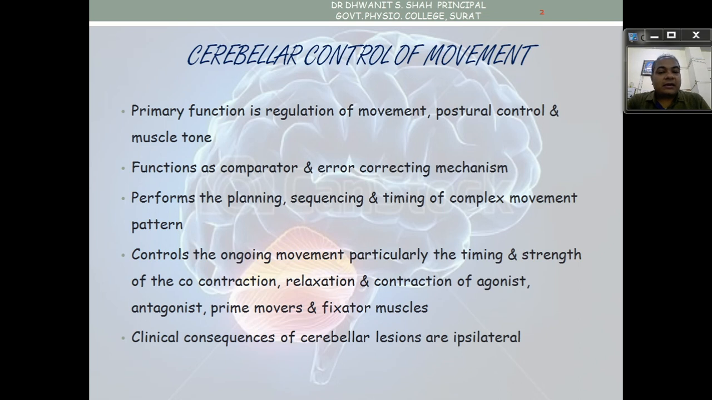It functions as a comparator, a correcting mechanism also. It corrects the movements and also corrects the errors which happen in the movement. It also performs the planning, sequencing and timing of complex movements and patterns. For example, we want to take one glass of water. So it helps to perform the planning: I am going to take the glass of water.